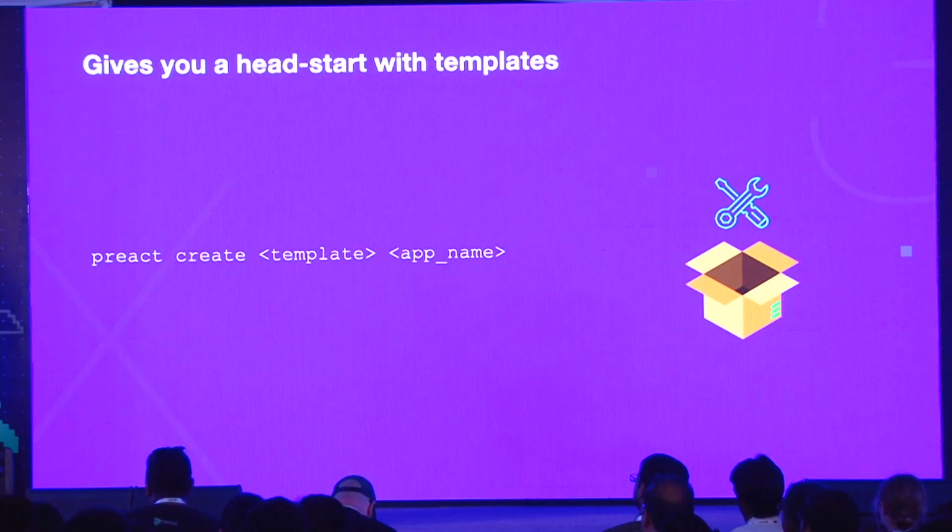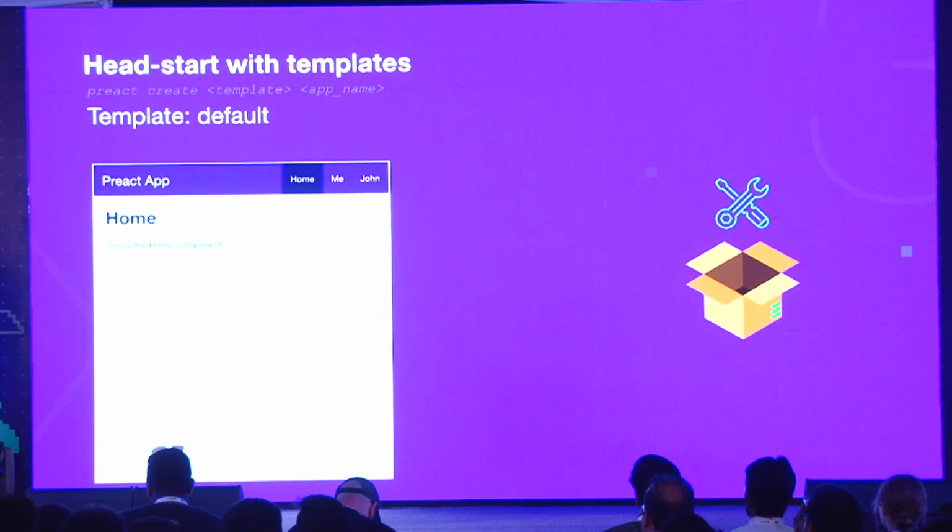Okay, so all you have to do is choose a template with this command in your command line: preact create, the name of the template, and the name of your app, and everything will be scaffolded for you. We have three main templates. The first one is default. It comes with Preact router and just a simple demo app.